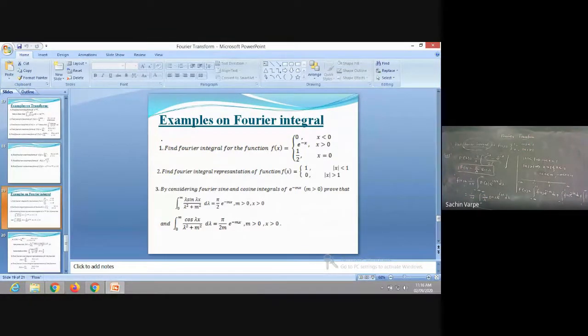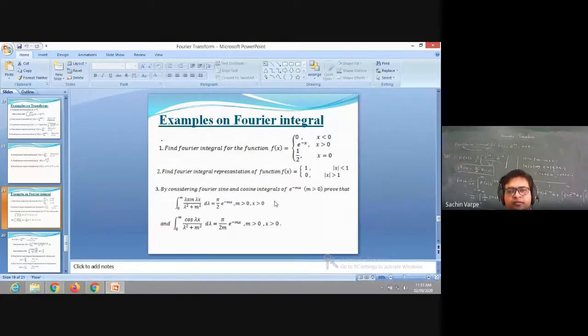Find the Fourier sine and cosine integrals of e to the power minus mx, where m is given to be positive. Okay, now you have to solve this. Sine and cosine we have been asked to evaluate, so let us evaluate cosine, right? Sine is for homework. I am going to ask any one of you for the solution, so you have to solve individually.